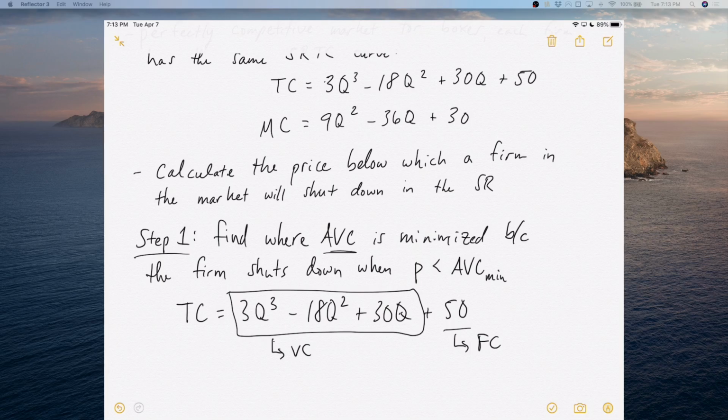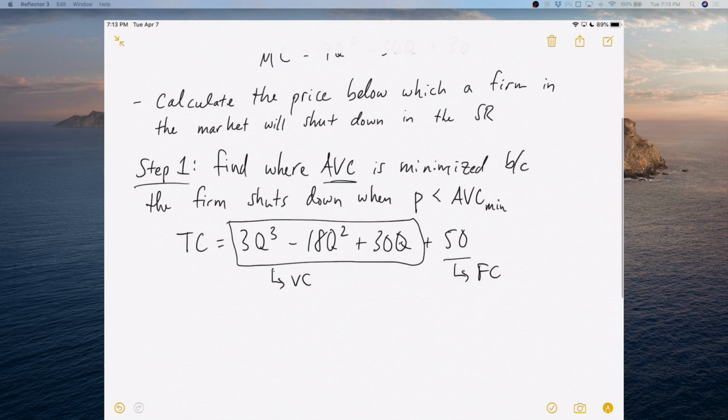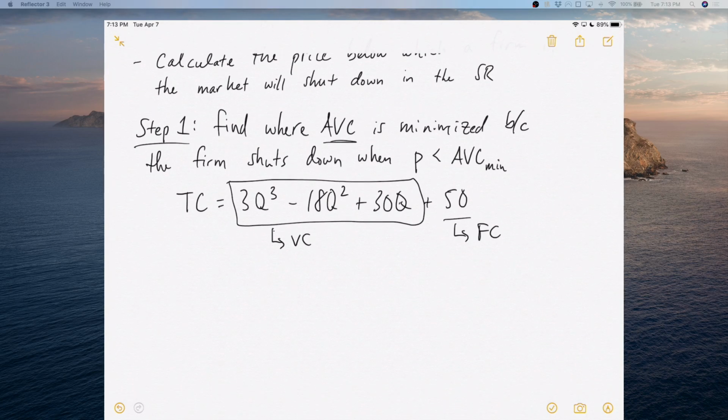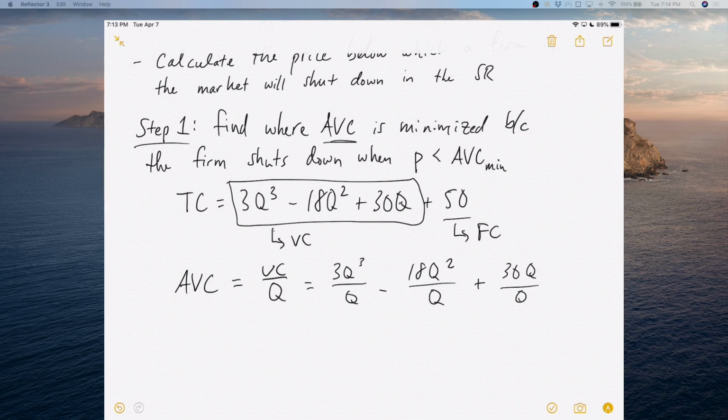However, we need our average variable cost, not just our variable cost. Think back to last chapter. How do you find the average variable cost? It's just the variable cost divided by Q. You're getting the average of our variable cost. So we have 3Q cubed divided by Q minus 18Q squared divided by Q plus 30Q divided by Q. So our average variable cost is equal to 3Q squared minus 18Q plus 30.